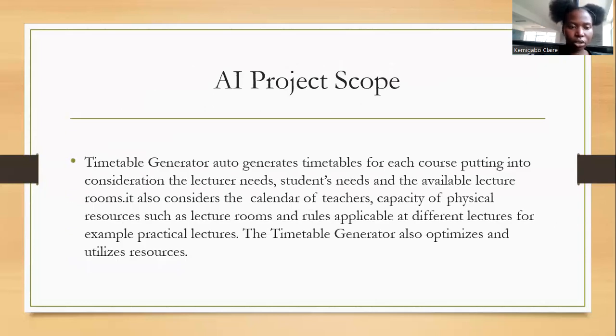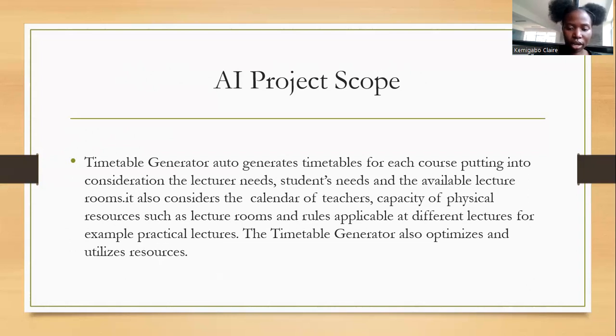The scope is mainly the background. As I told you about the background of this AI project, the scope is the boundaries of this project. The timetable generator is going to mainly deal with the calendar of the teacher, the calendar of the semester, the capacity, physical resources such as lecture rooms, and the rules applicable to different lectures. As you know, the university does both science and arts, and some lectures are practical.